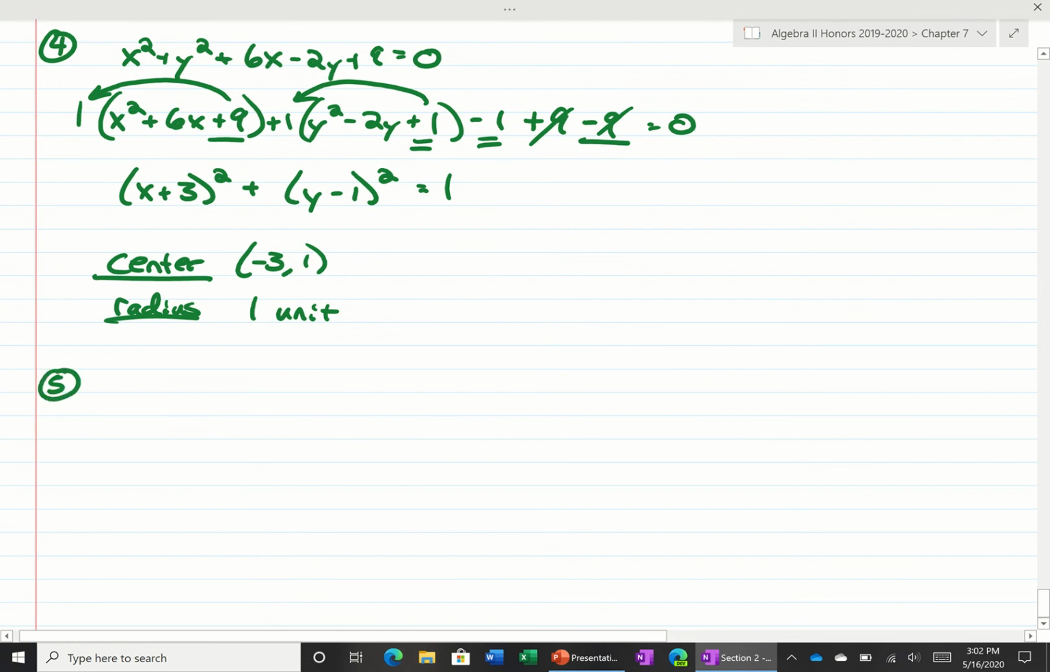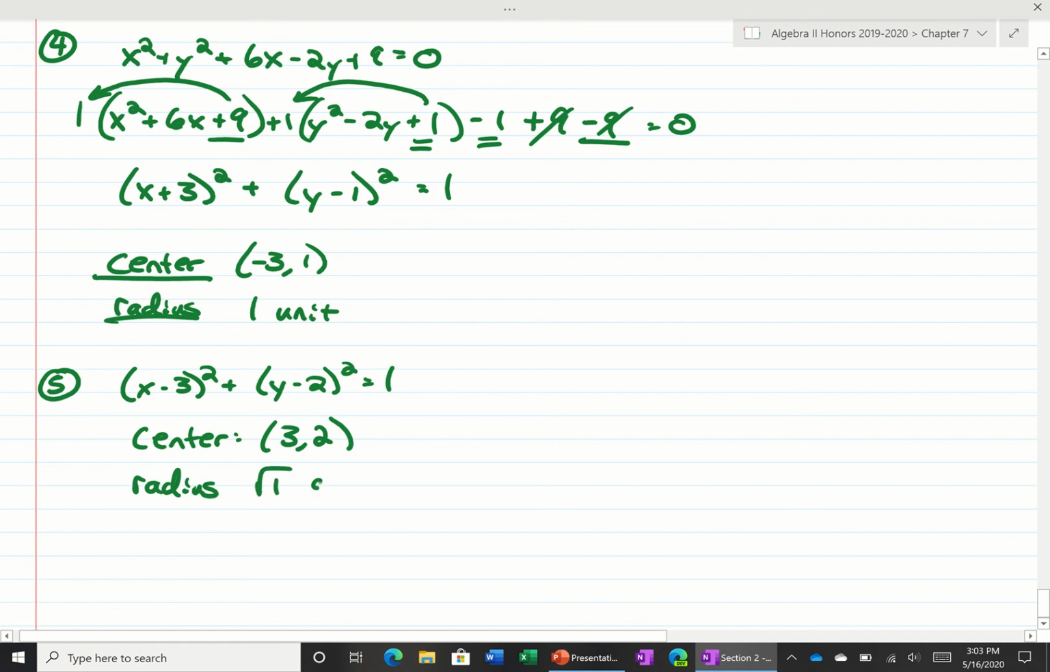For number 5, that one's pretty easy. It just says (x minus 3) squared plus (y minus 2) squared is equal to 1. So our center would be (3, 2). The radius would just be the square root of 1, or 1 unit.